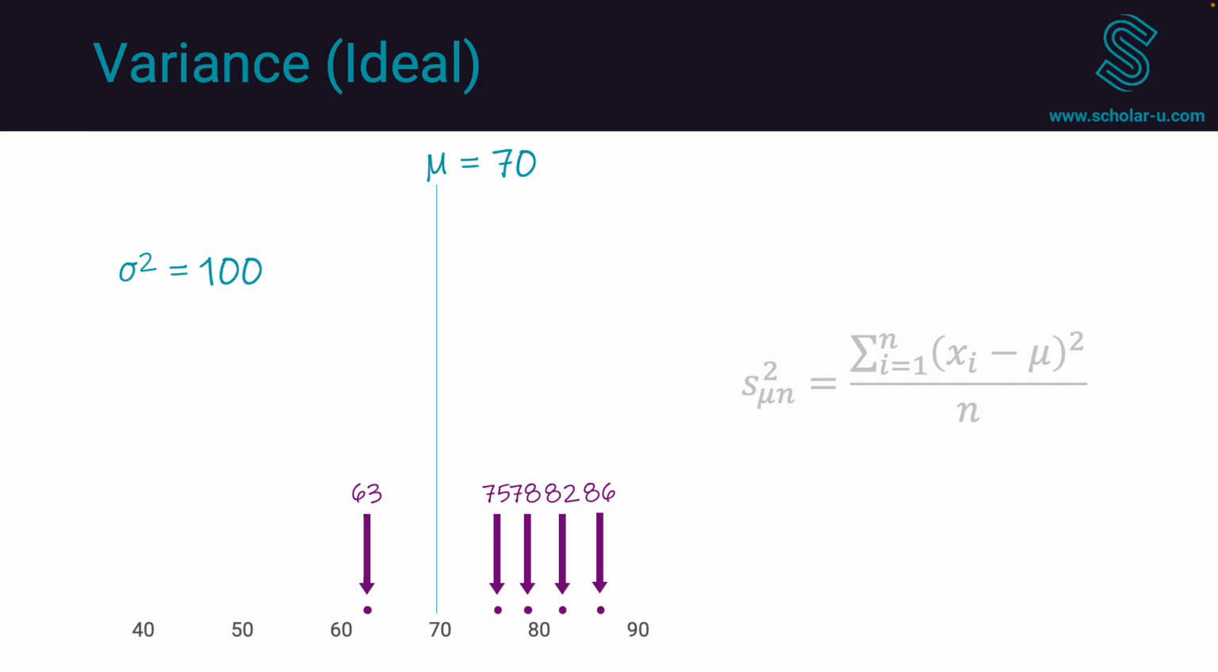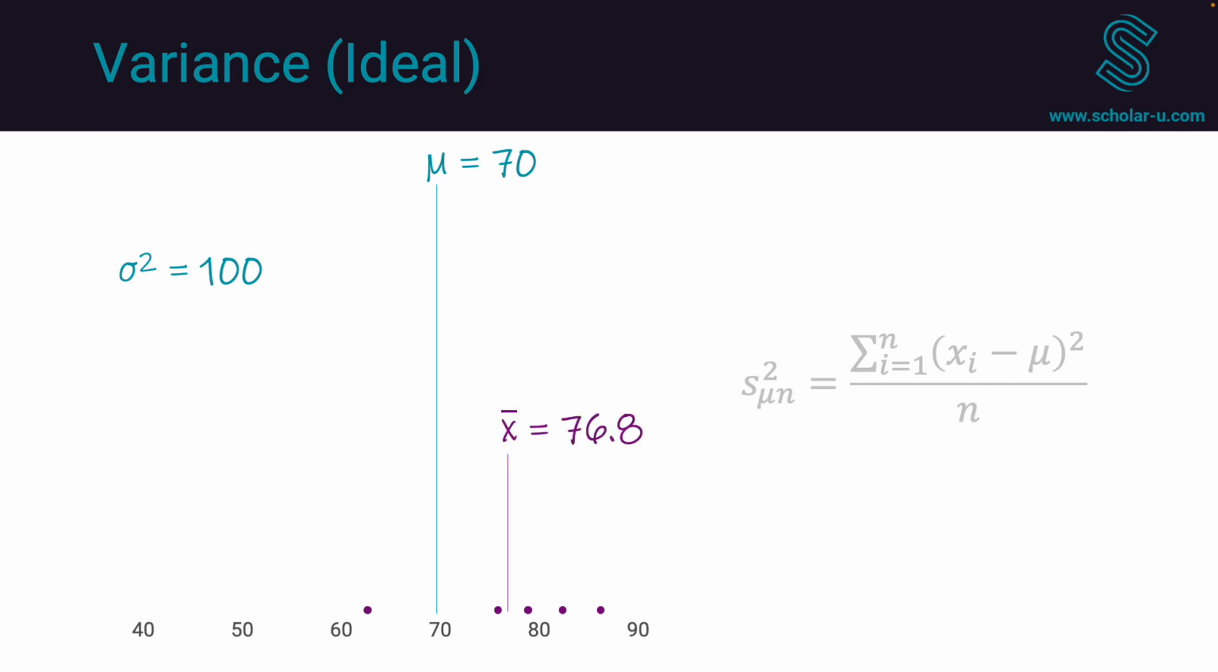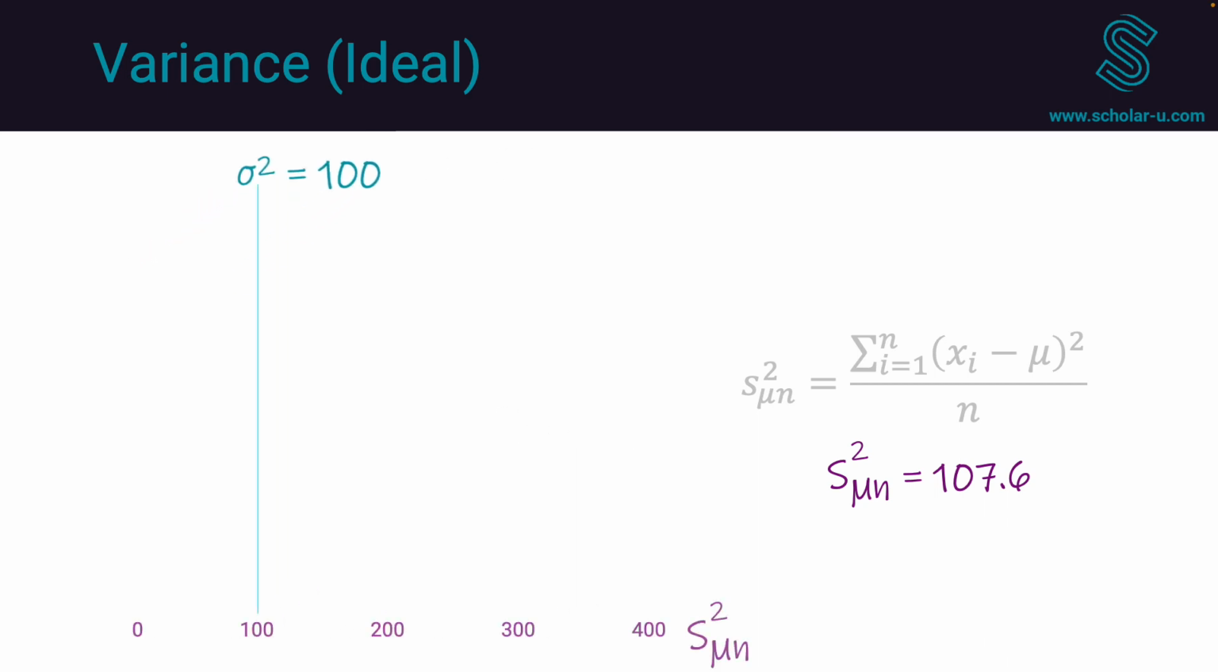The population average is then extracted, yielding 76.8. Using the sample variance equation from the slide, we calculate a value of 107.6, closely aligning with the population variance of 100. To verify if this trend holds for all samples, we create a graph with the x-axis representing the value of the sample variance, marking the value obtained in our experiment.